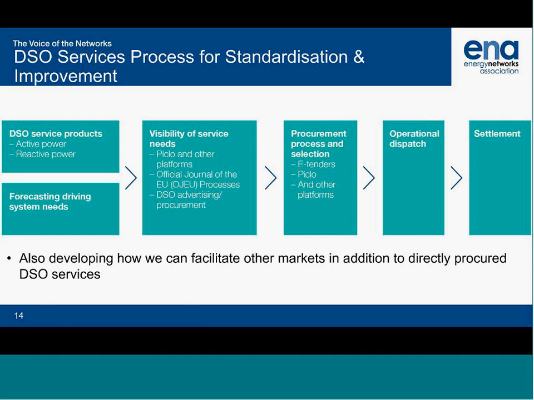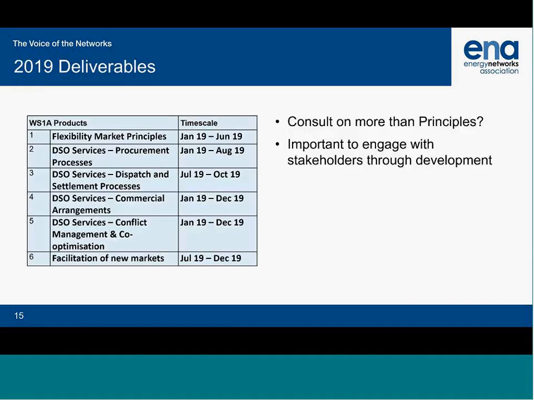So we're going to look at some of the use cases later this year, building on principles and some of the processes that we set out, to see what else we might be able to do to support other markets. Reflected in our deliverables for this year. So right up front, we're going to look at what principles we should be embedding in flexibility markets, and then looking through those processes for procurement and dispatch and settlement.